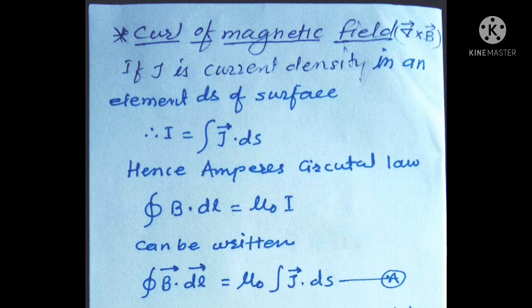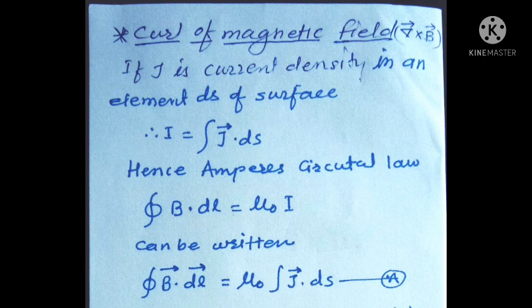of surface bounded by the closed path, then current I is equal to integration vector J dot ds. Now here integration is taken over the entire surface. Hence Ampere circuital law, closed integral B dot dl equal to mu 0 I.